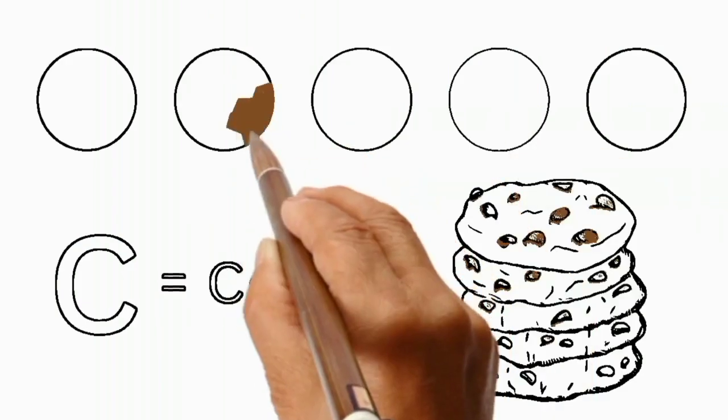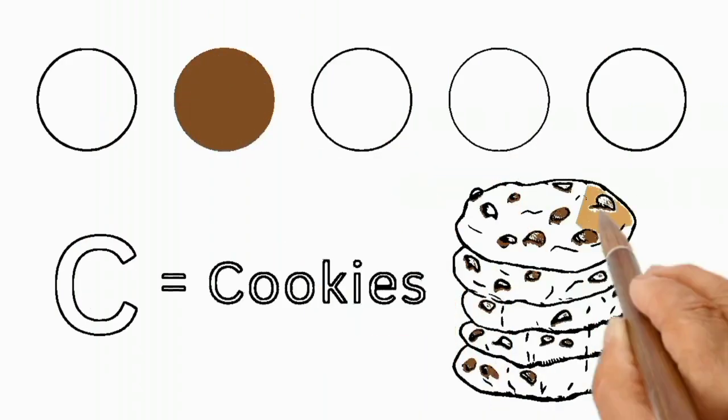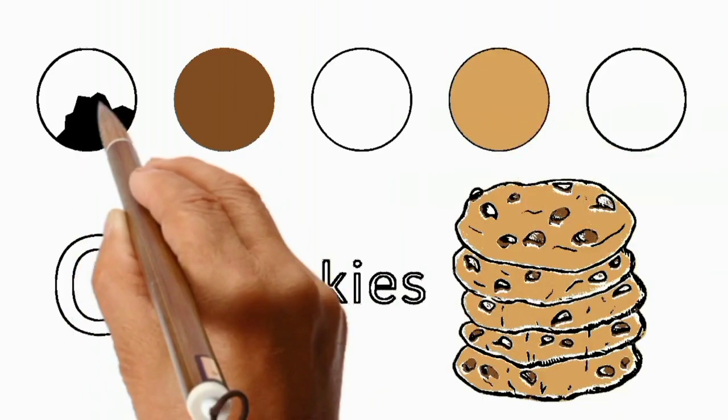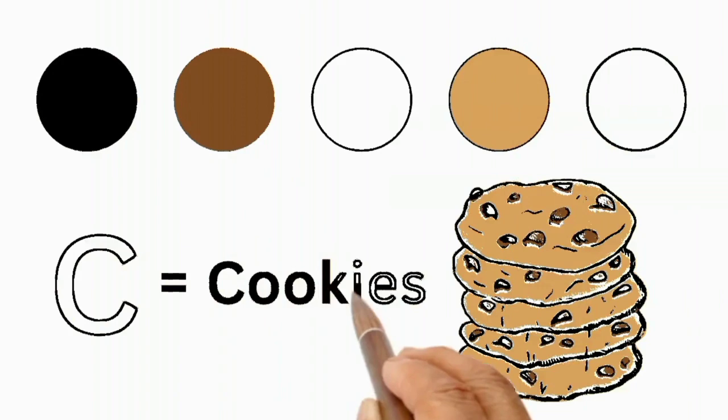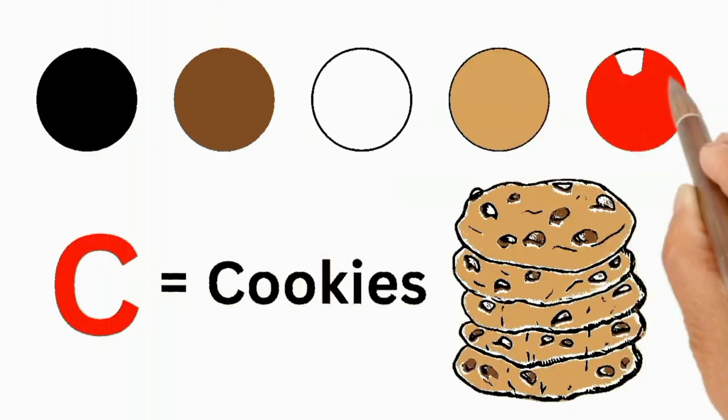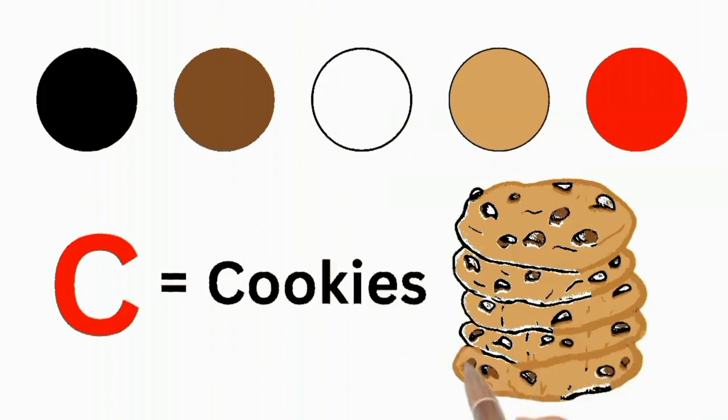C. C for cookies. Cookies. C, O, O, K, I, E, S. Cookies. C for cookies.